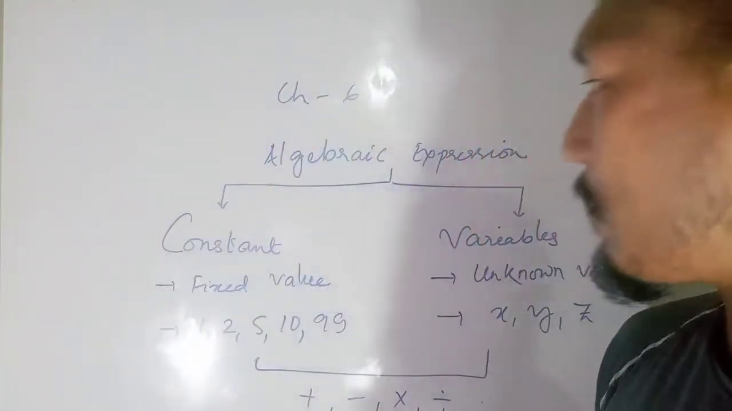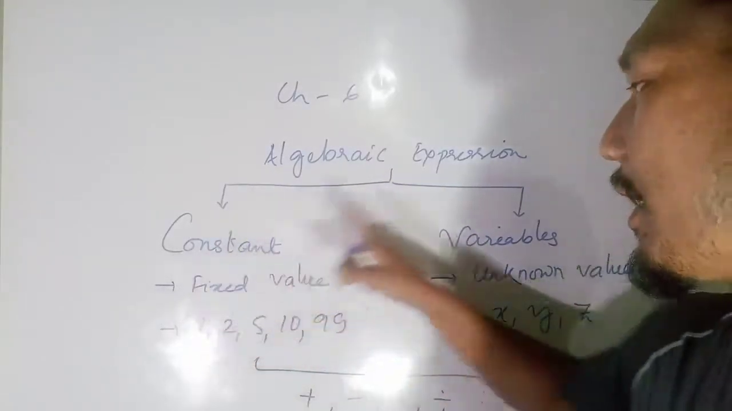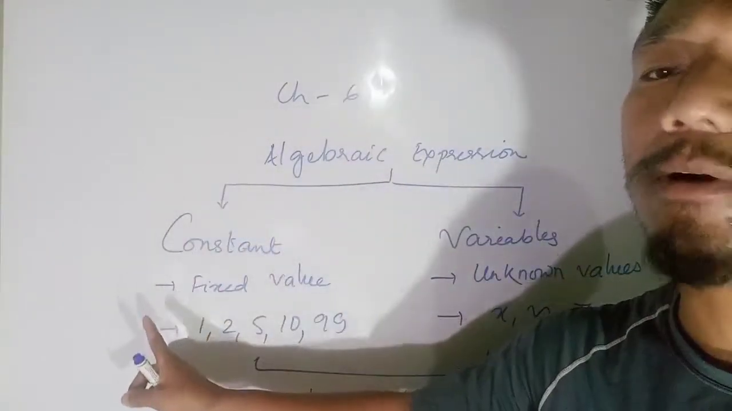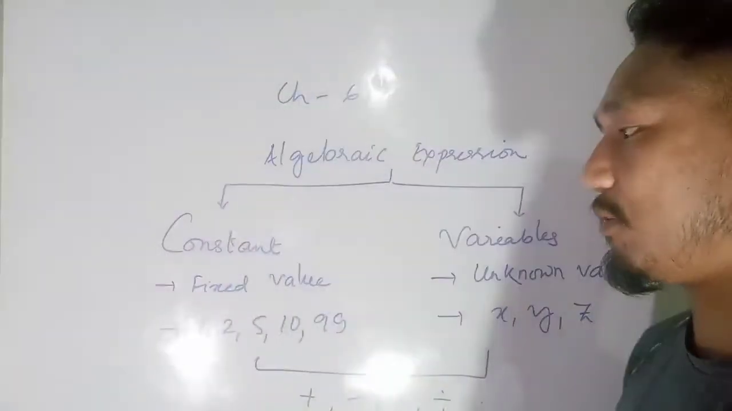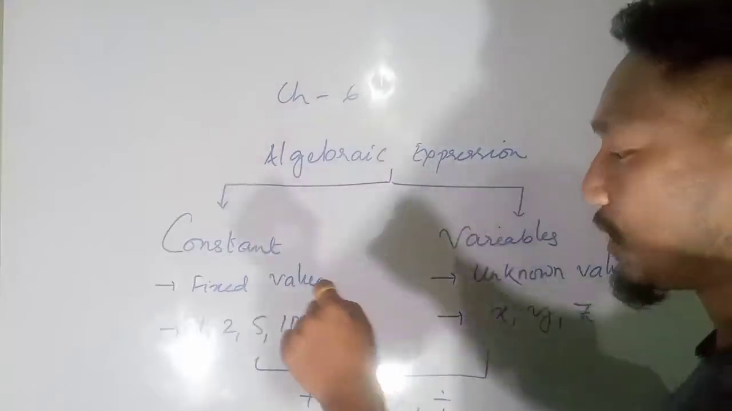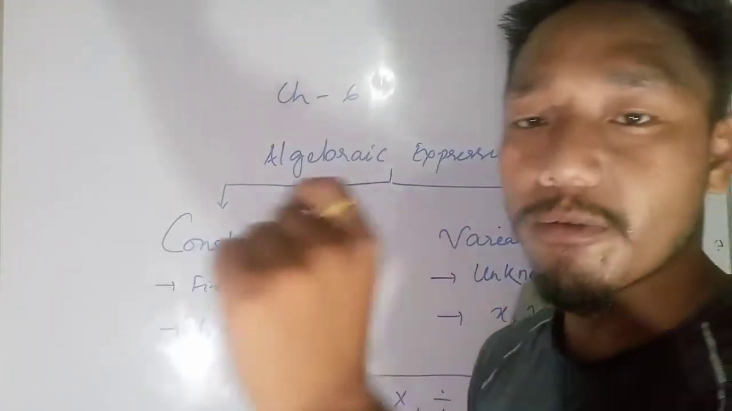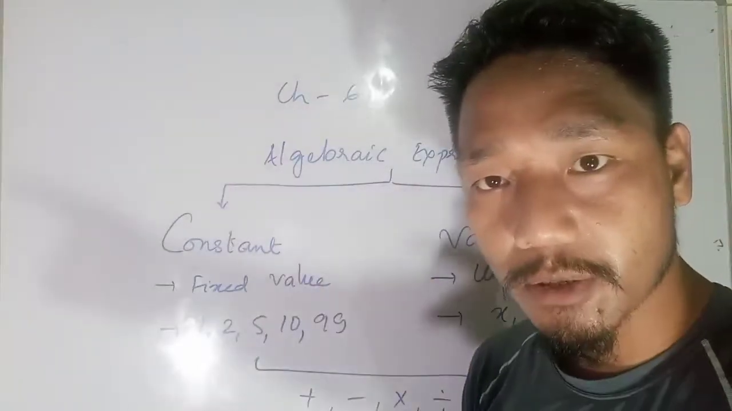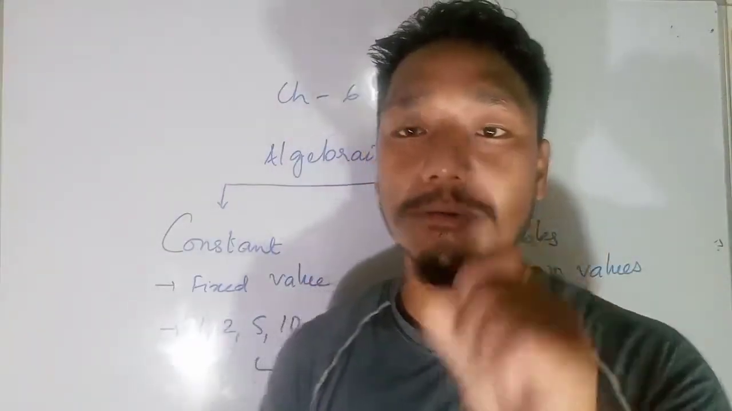An algebraic expression is a combination of constant numbers and variables. What is a constant number? It is a fixed value. You cannot change the value of 10. You cannot change the value of 99. You cannot change the value of minus 99 because it is fixed. Such types of values are known as constant values.